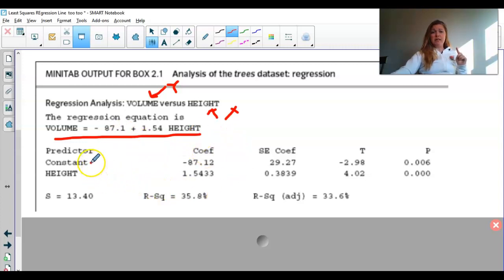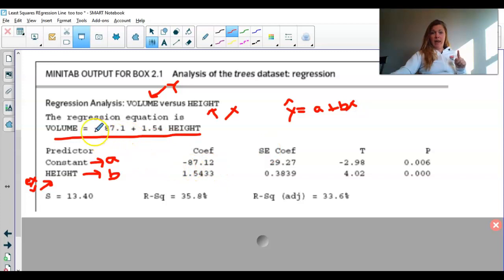What you need to know is the constant is always going to be your y-intercept. And then whatever is below, that's going to be your slope. And it's also going to give you what the explanatory variable is. Okay, so this is the explanatory variable. Always remembering that y hat is equal to a plus bx.